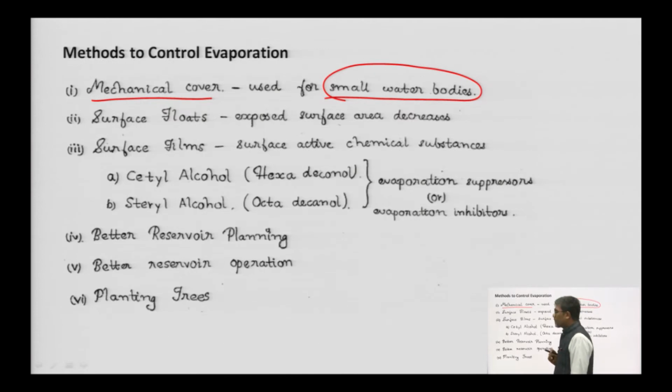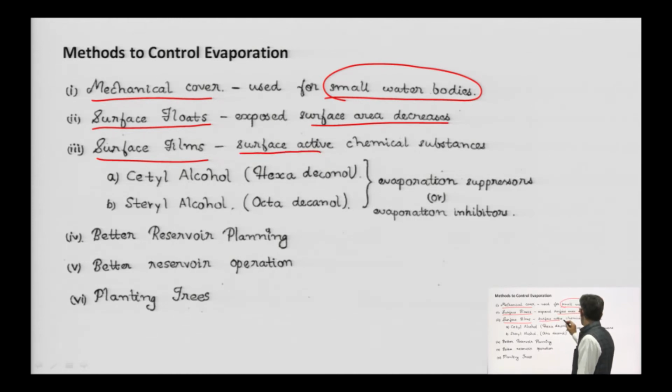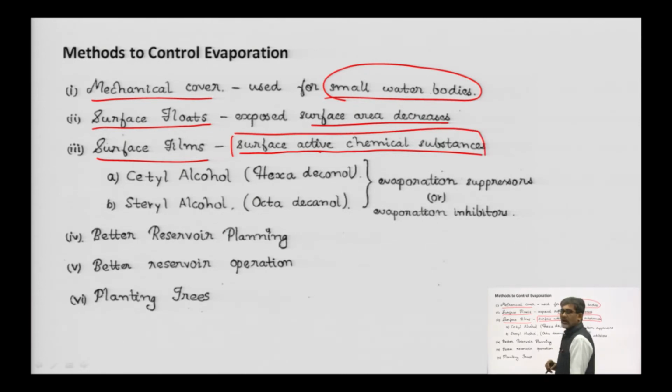Okay, that protects from solar radiation, but it is used for small water bodies. The next method we can apply is surface floats. The exposed surface area can be decreased by surface floats. We can also apply surface films, using surface active chemical substances. By using that we can control evaporation.